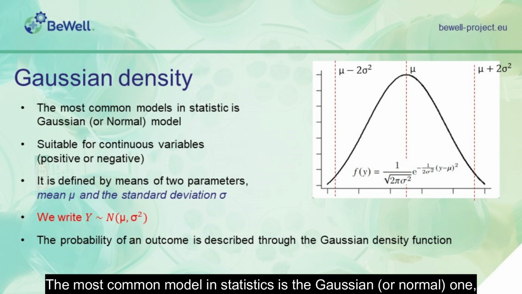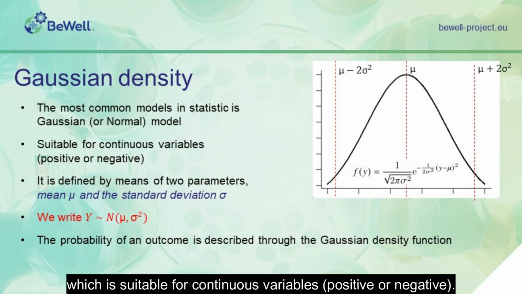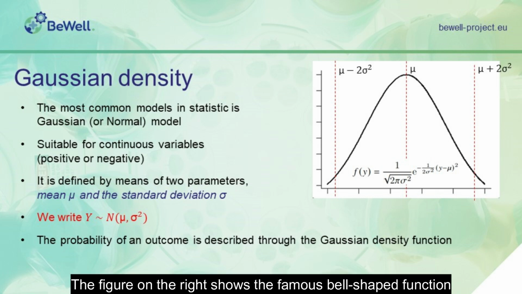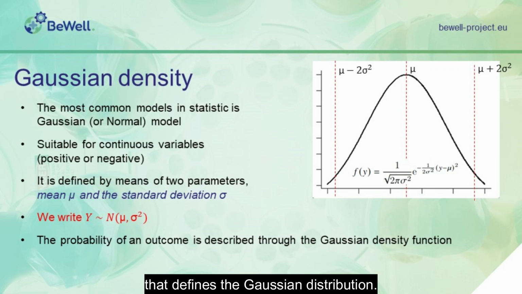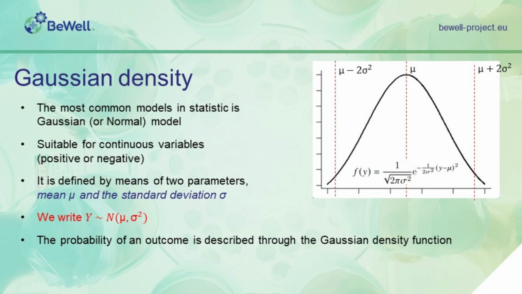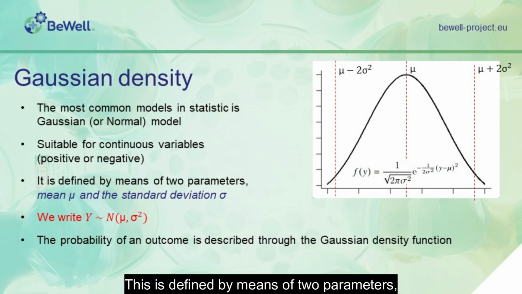The most common model in statistics is the Gaussian or normal one, which is suitable for continuous variables, positive or negative. The figure on the right shows the famous bell-shaped function that defines the Gaussian distribution. This is defined by means of two parameters, the mean mu and the standard deviation sigma. The former defines the center of the distribution, while the latter its variability around the mean.